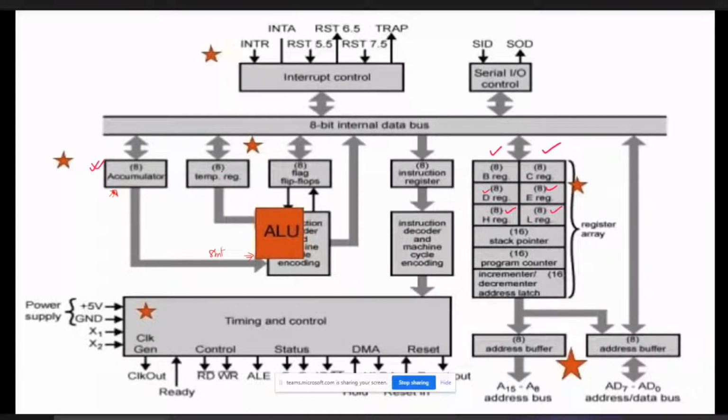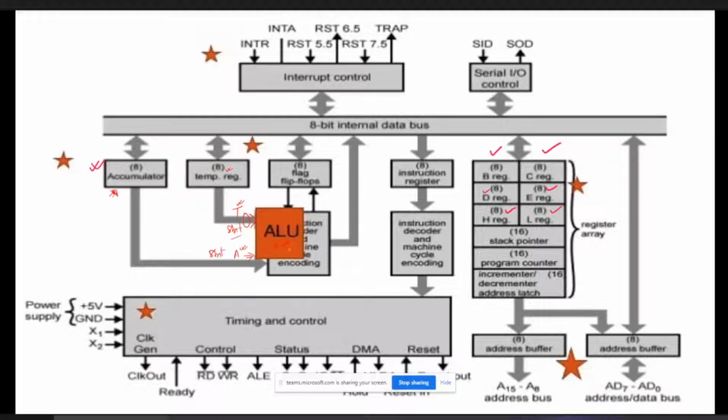A temporary register is also there. This temporary register is 8 bit, and it is connected to the arithmetic logic unit. Now, this arithmetic logic unit is going to have 2 operands. Temporary is one operand, and the second operand is the accumulator. Arithmetic and logical operations can be performed with these 2 operands only, right?